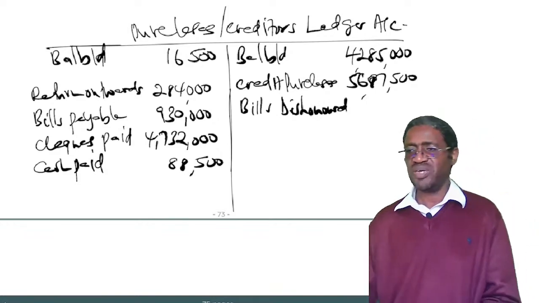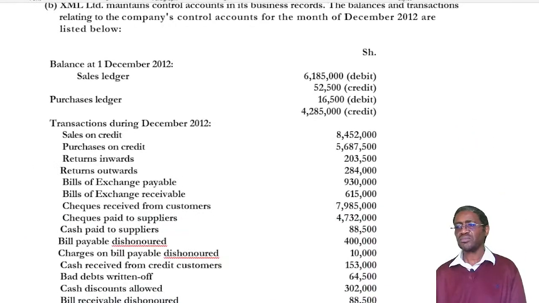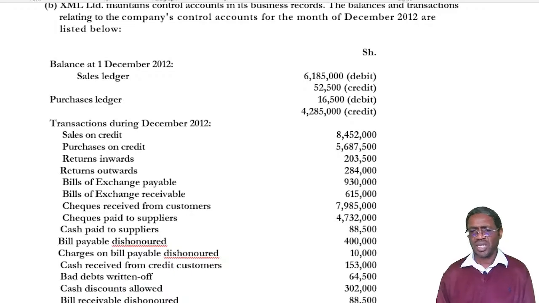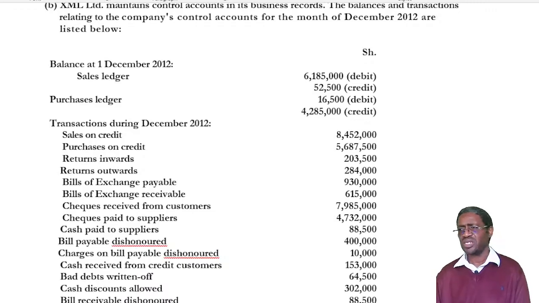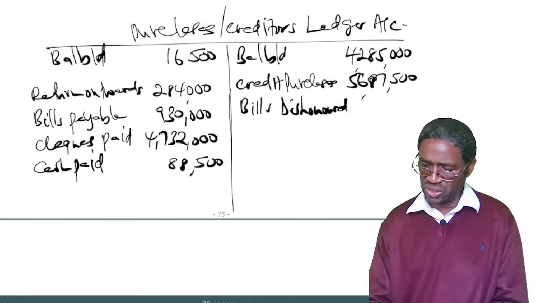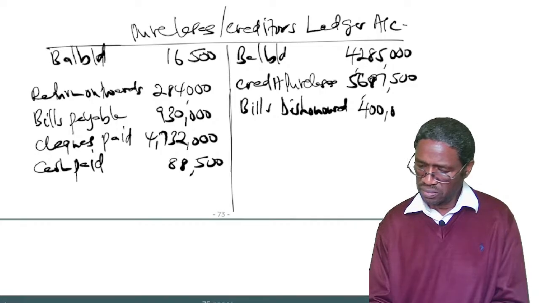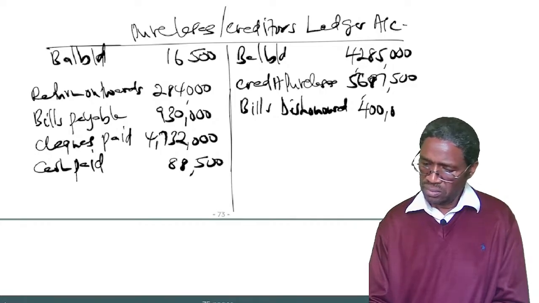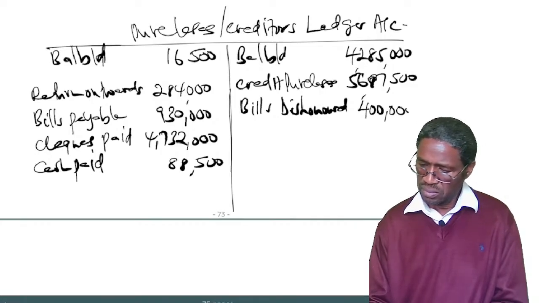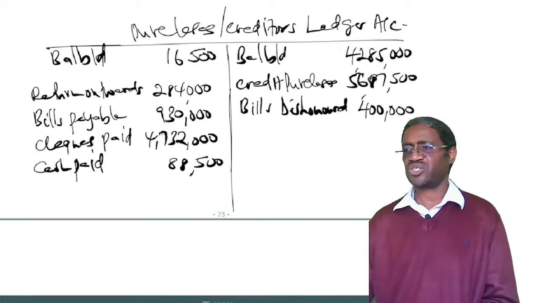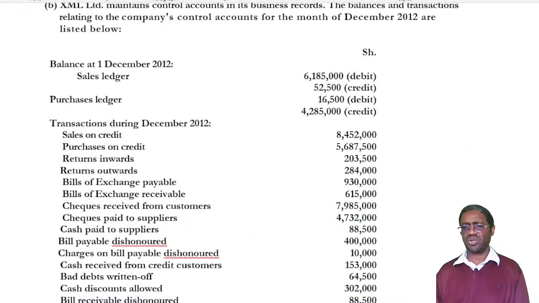How much was the bill dishonored? The amount down there is how much? 400,000. I hope I'm picking the right one. Yes, 400,000. Good. Next one. After bills dishonored, we have the next one.